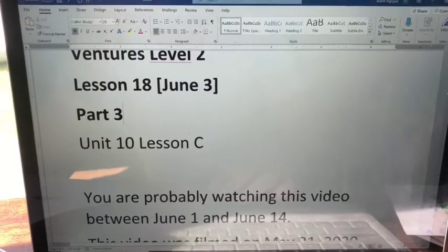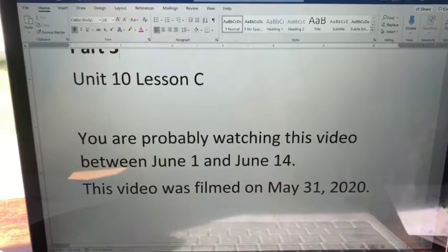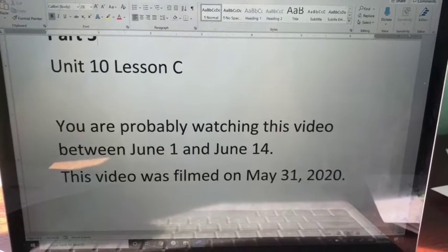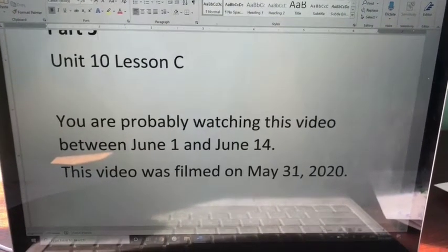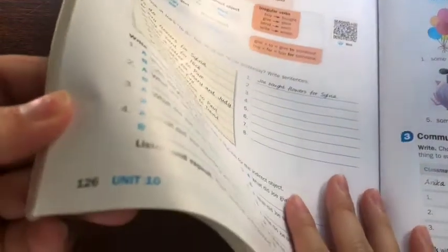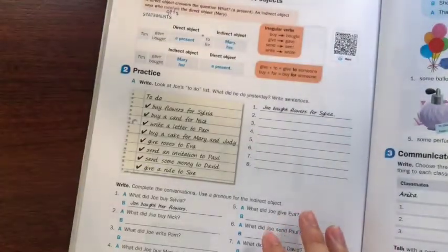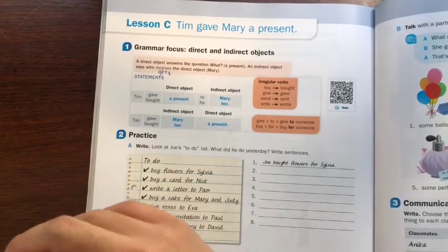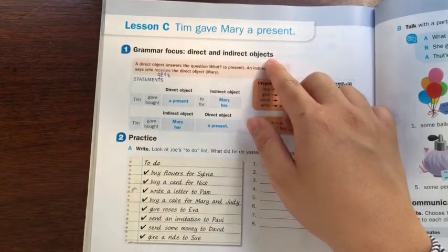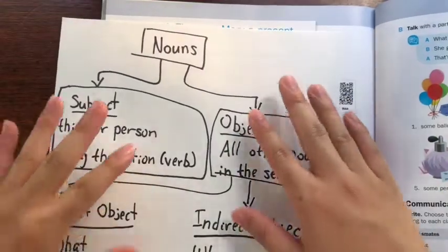In this video, we're working on Unit 10, Lesson C. You are probably watching this video between June 1st and June 14th. This video was filmed on May 31st, 2020. So we're on Lesson C, Unit 10, which is on page 126. In this lesson, we're going to learn about direct and indirect objects. Again, I don't really know why you need to know this, but okay, we'll go with it.